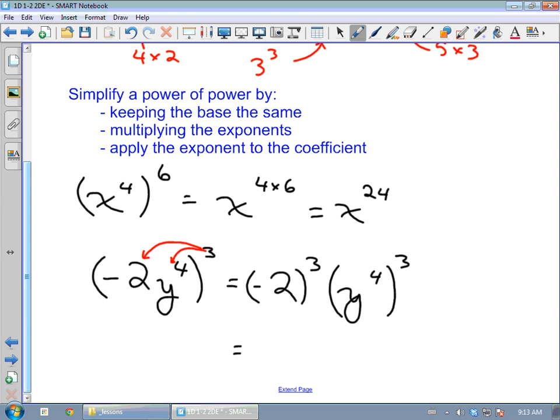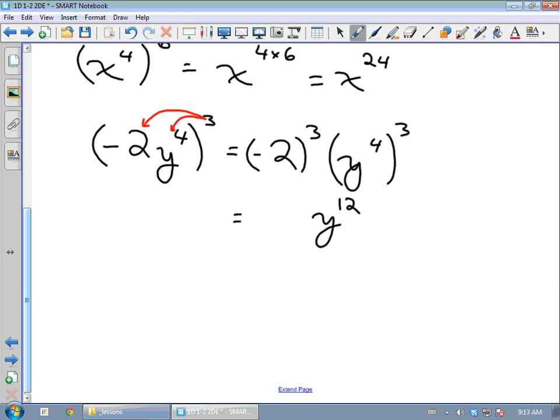What's our base going to be here? Liam? And what's our exponent going to be? Well, Liam? Multiply them together, so we're going to get 12. What's our new coefficient going to be? Well, we're going to take the negative 2, we're going to raise it to the exponent 3, so this is negative 2 times negative 2 times negative 2, which is going to give us negative 8. So our final answer here, negative 8y to the power of 12.